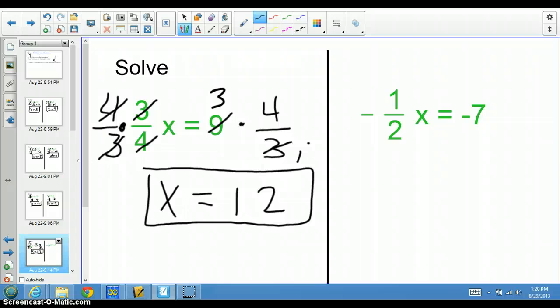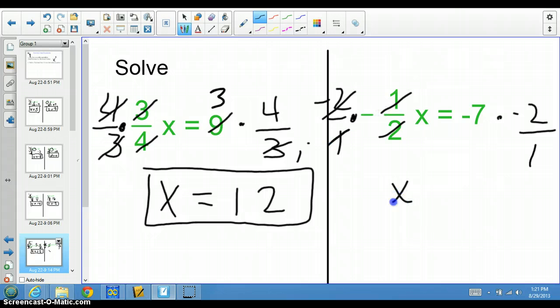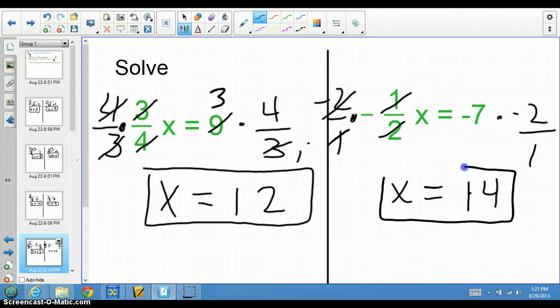This next one, I'm multiplying, so I have to divide. But like I said, when we divide fractions, we multiply by the reciprocal. So negative 2 over 1. So these will simplify to 1. So we are left with x. Negative 7 times negative 2 is positive 14 over 1, which is just 14.